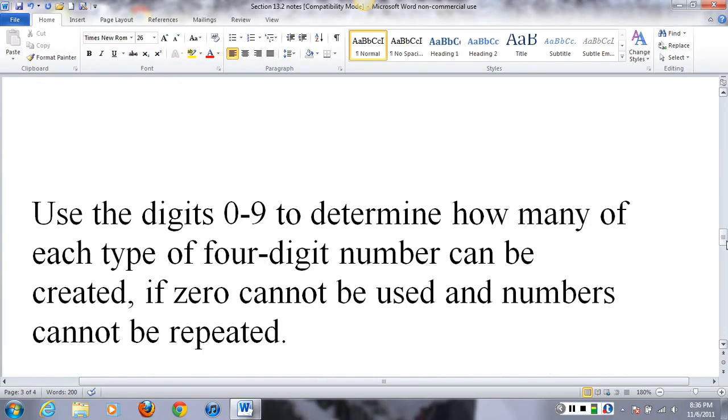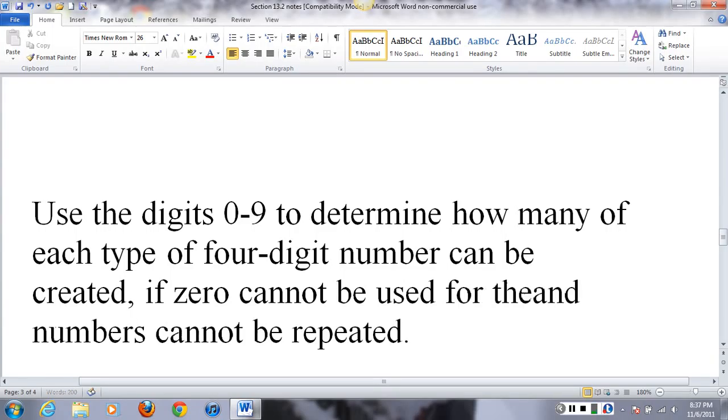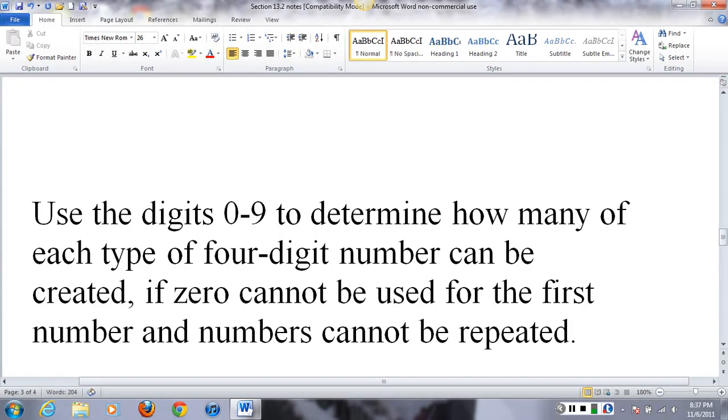Using the digits 0 through 9, determine how many 4-digit numbers can be made if 0 cannot be used for the first number and numbers cannot be repeated. I should edit this, I just realized that I didn't put that in.